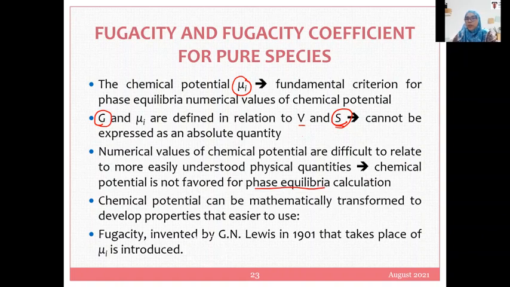Okay, based on the limitation of the chemical potential, in a system that is at equilibrium, for example a binary system, it has the same value for all phases. So this is the limitation of using the chemical potential. Chemical potential can be mathematically transformed into a developed property that is easier to use, which we call fugacity. Okay, fugacity was invented by G. N. Lewis, and takes the place of chemical potential.